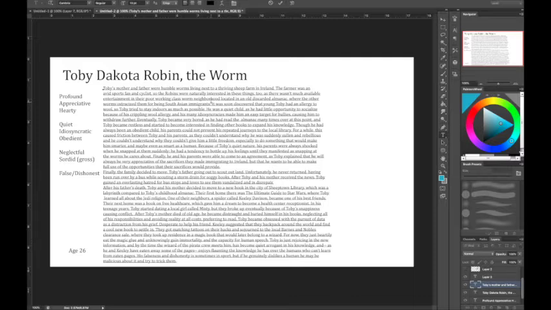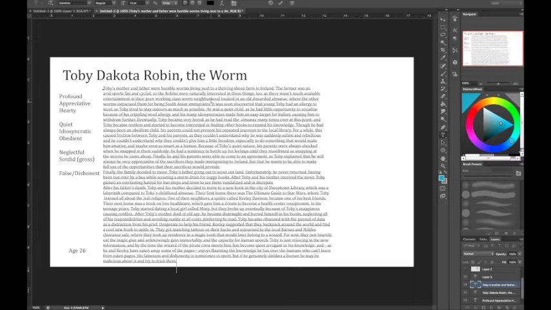Though he had always been an obedient child, his parents could not prevent his repeated journeys to the local library. For a while, this caused friction between Toby and his parents, as they couldn't understand why he was suddenly sullen and rebellious, and he couldn't understand why they couldn't give him a little freedom, especially to do something that would make him smarter, and maybe even as smart as a human.